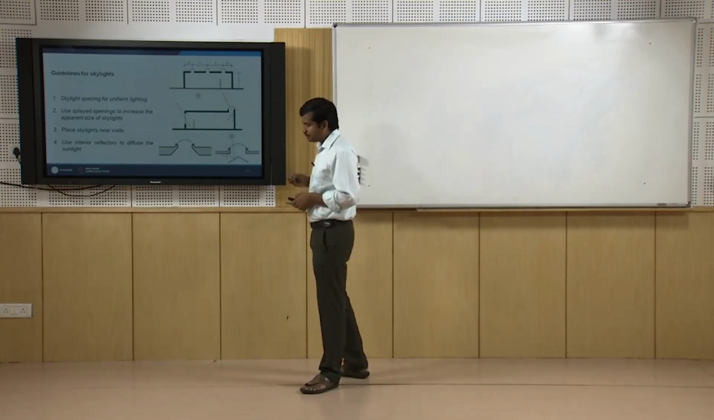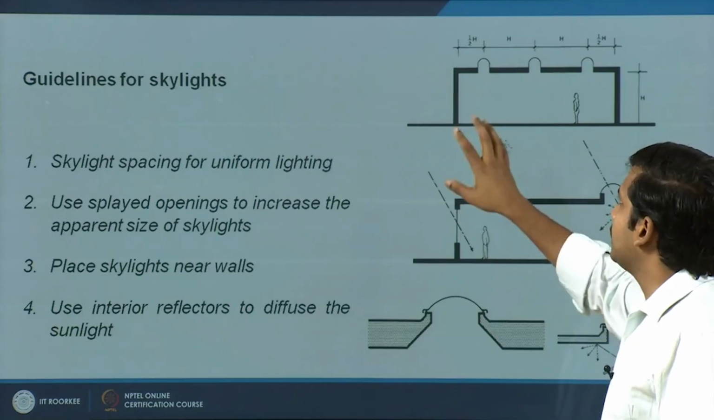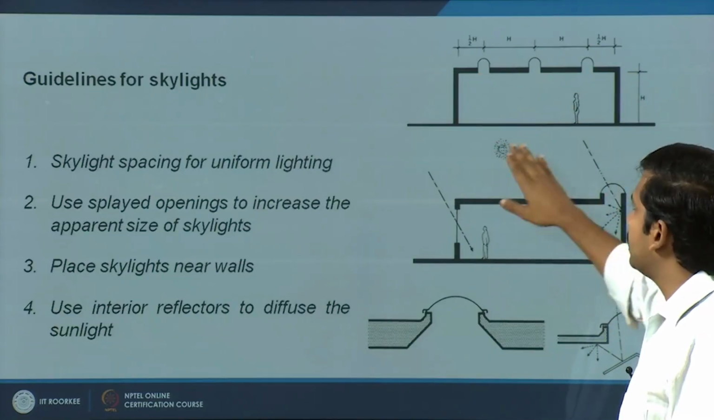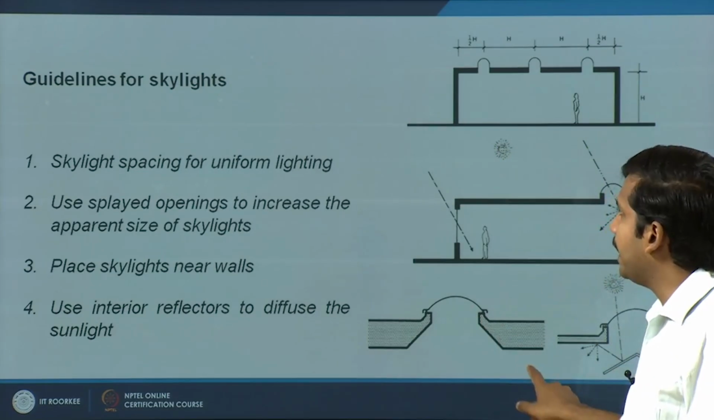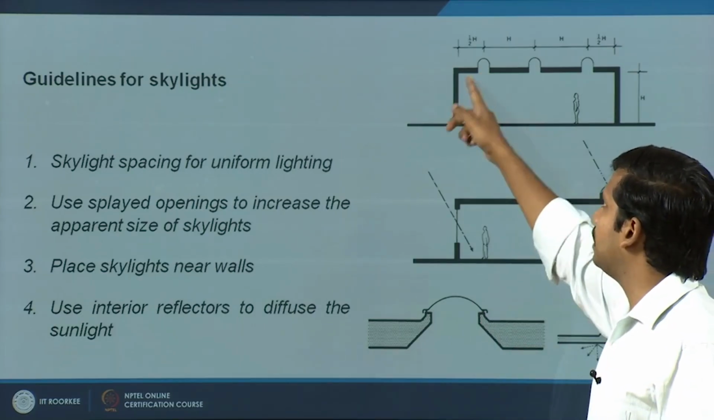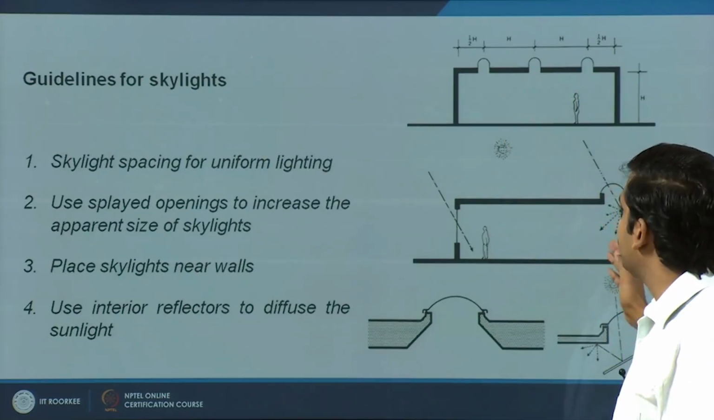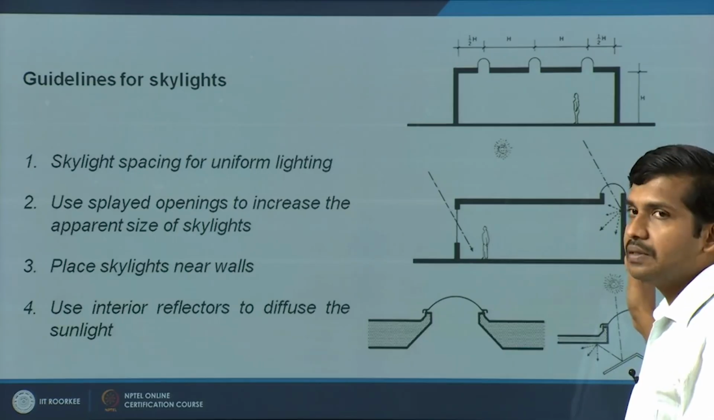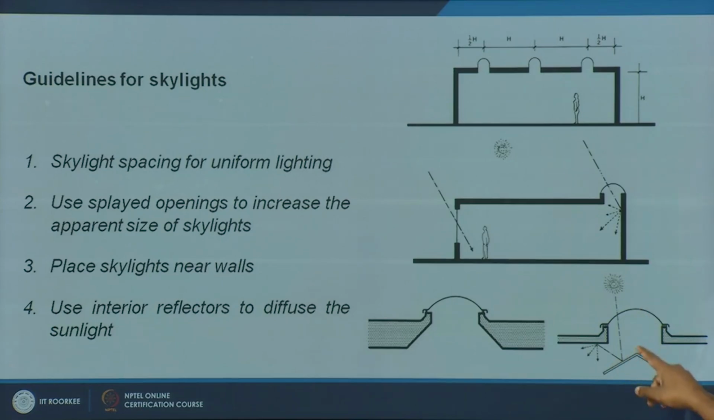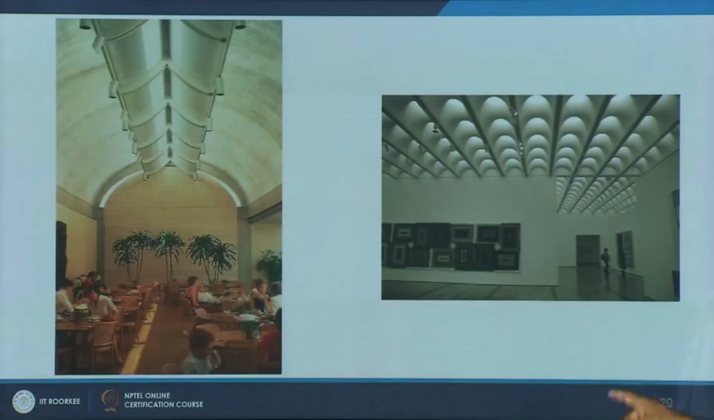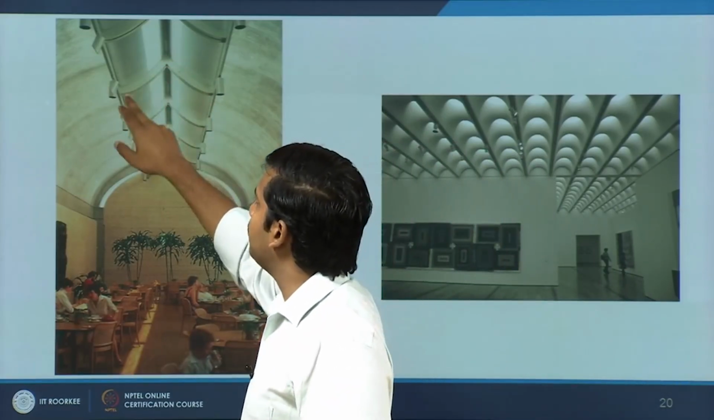Let us take a look at specific guidelines for designing skylights. If you want to put skylights into your building, for example, you can distribute them evenly so that you will get more uniform light across your space. Second idea is you can have splayed edges, so that instead of sharp edges, with splays the distribution will be much wider. Then you can place them near the wall. If the wall surface is reflective, you will get a good amount of reflection, or you can place certain reflective panels so that the light gets reflected and re-reflected. For instance, there is a skylight on top here, where they have used reflectors.